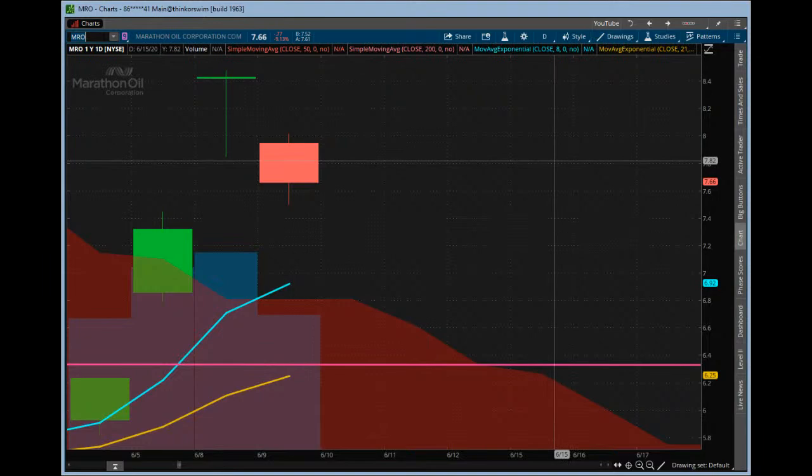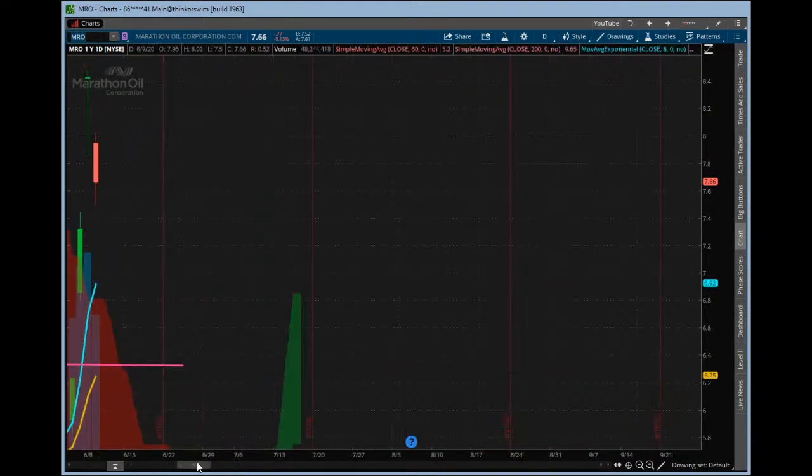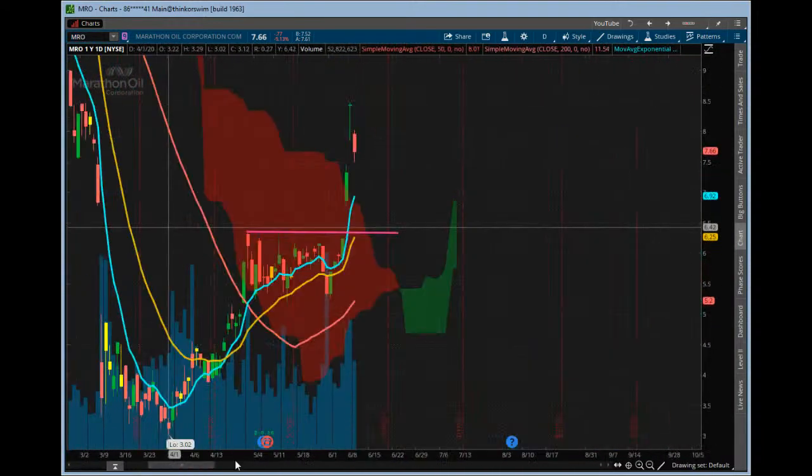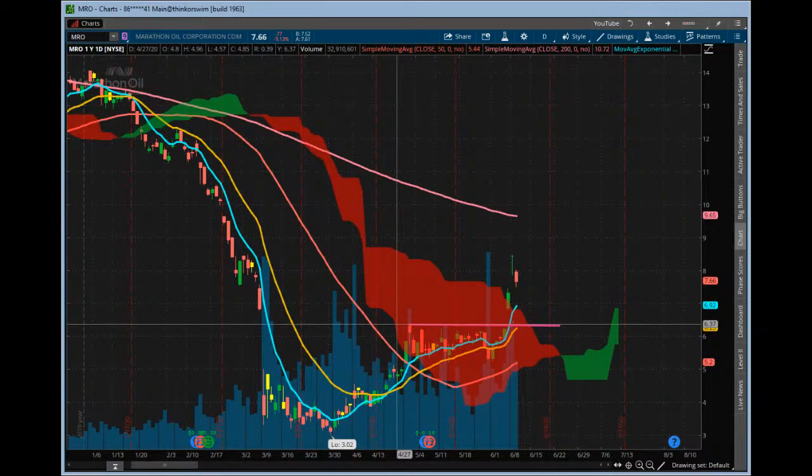Yeah, Marathon Oil. Let's take a look. So look at that. I like how it kind of kept the zoom on that one here. All right, good. So let's zoom out a little bit on this. Yeah, so MRO took a little bit of a hit today. Got a little bit moved down.